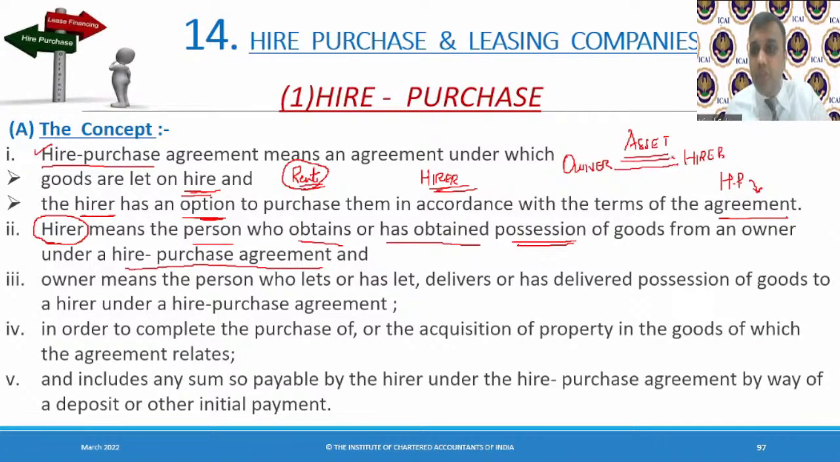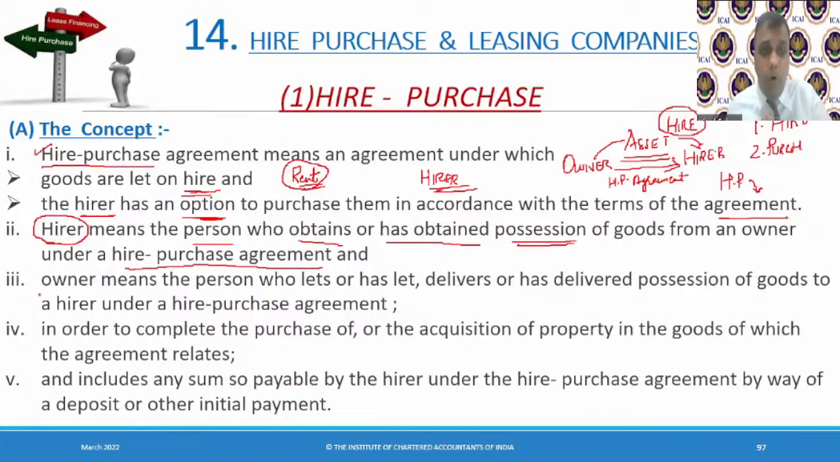So under an HP agreement, the hire purchase agreement, the first step is taking this particular asset on hire. Now, as per the agreement, after a certain point of time, the owner will give the hirer the option to purchase it. So the first step is taking on hire. The second step is purchasing it if the hirer wants.